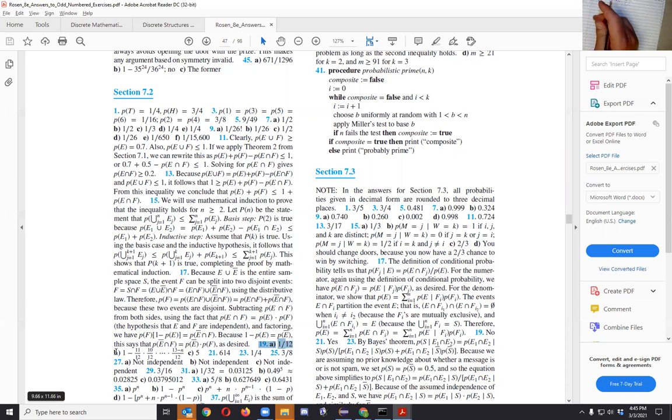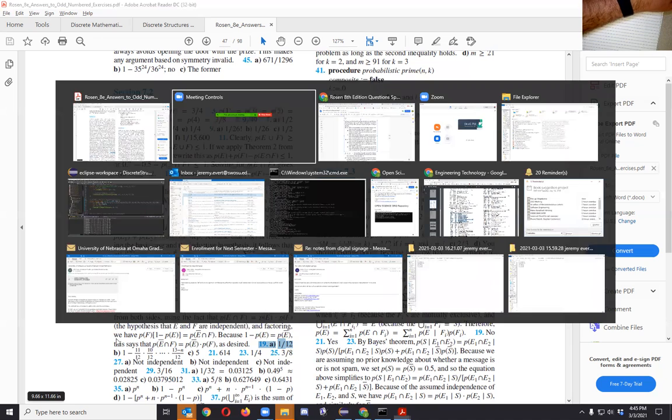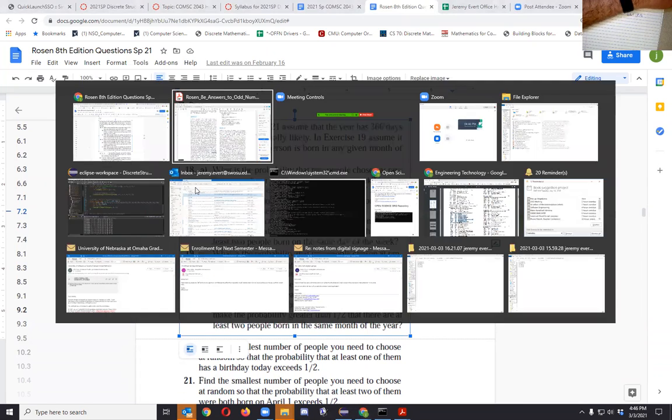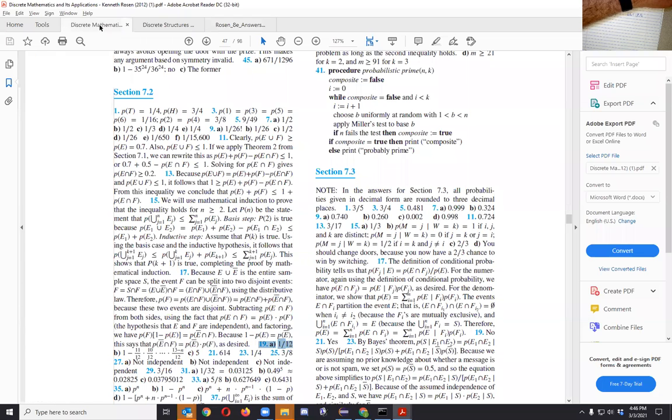Okay, so for part C, 19C, the number is going to be 5. All right, so let's go find out what question 19C is asking. It says, how many people chosen at random are needed to make the probability greater than 1/2 that there are at least 2 people born in the same month of the year? So if we want probability to be 1/2, what is n? Okay, now I do remember them talking about this in the PDF.